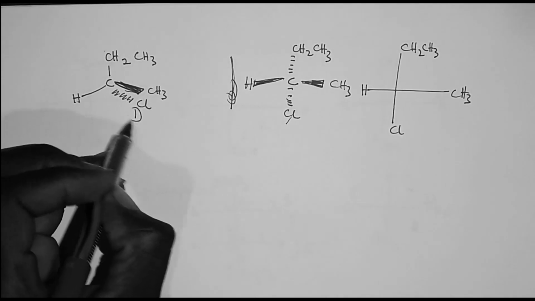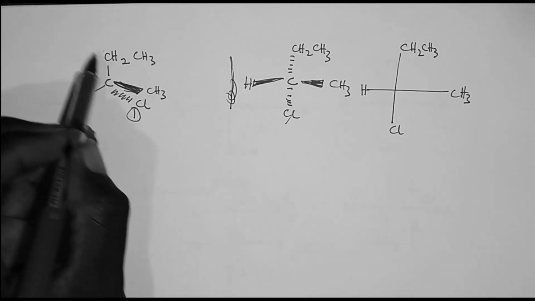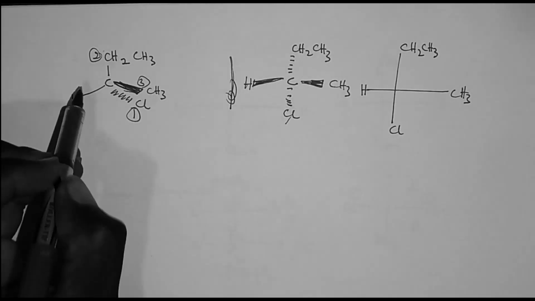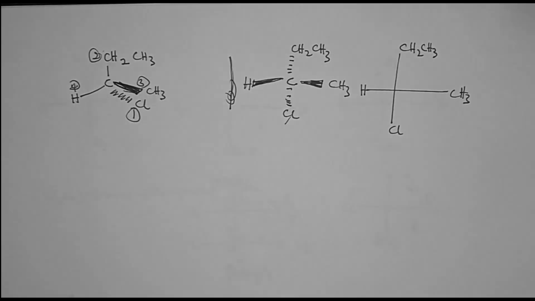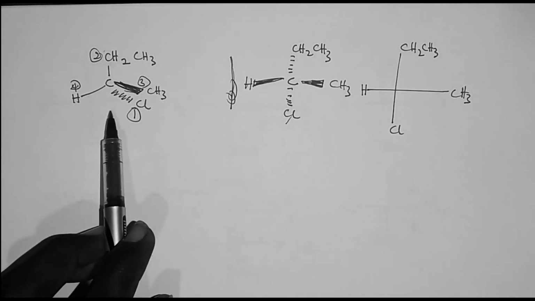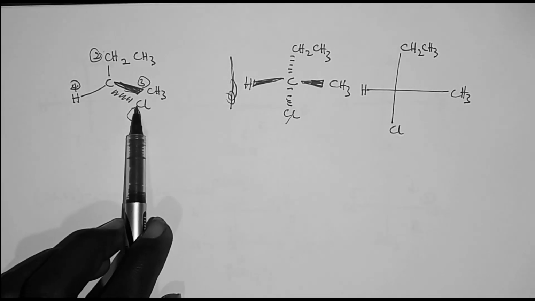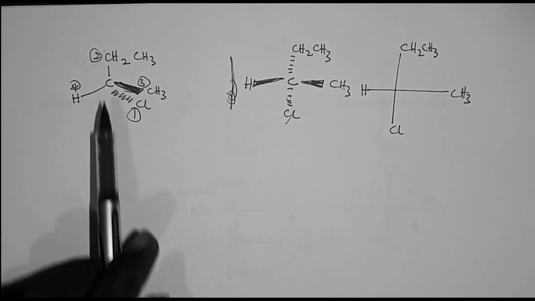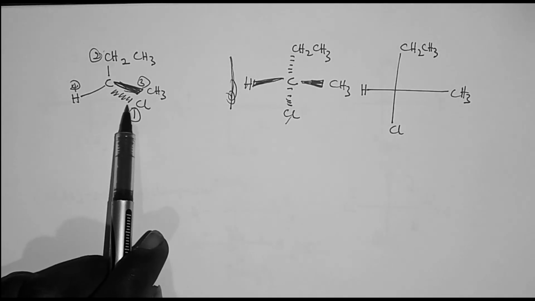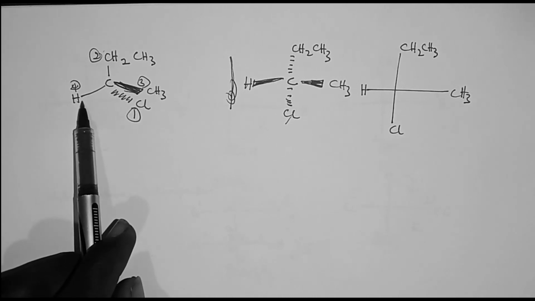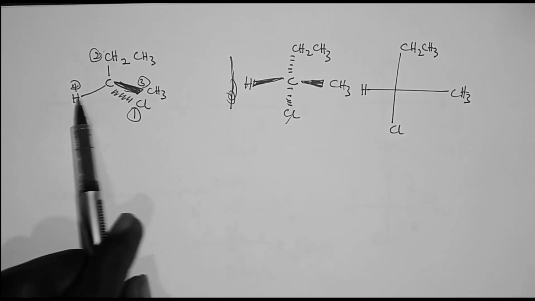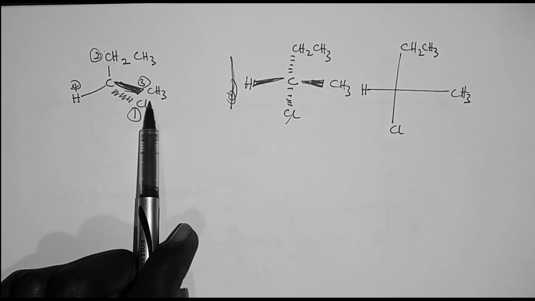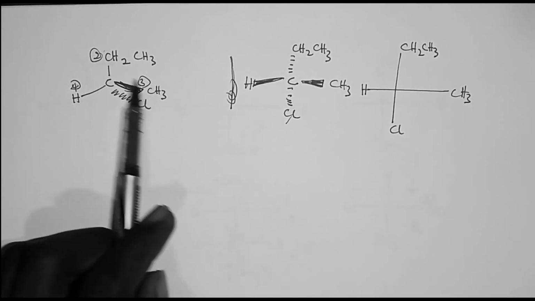This is 1, this is 2, and this is 3. And then the proton is number 4. But you can see that in this case, the least priority group is in the perspective of the molecule. And therefore, what we've said is that if it is in the perspective of the molecule, we need to swap the positions of the proton and the chlorine, and then we swap the other 2.